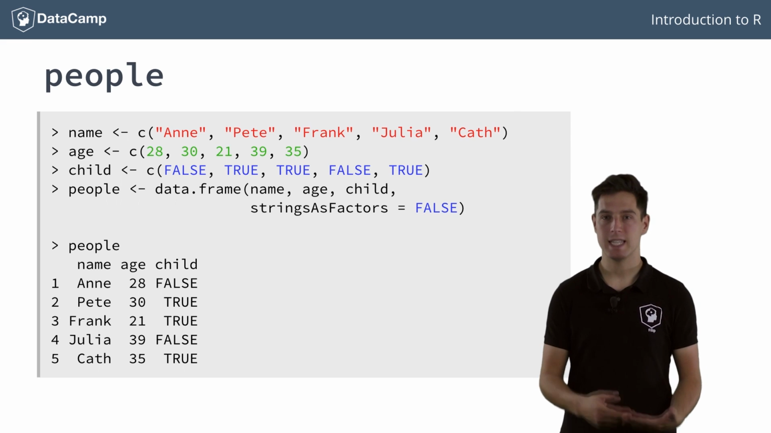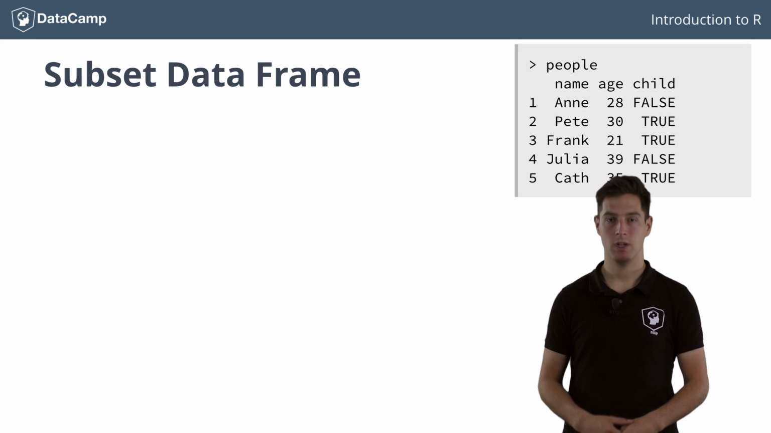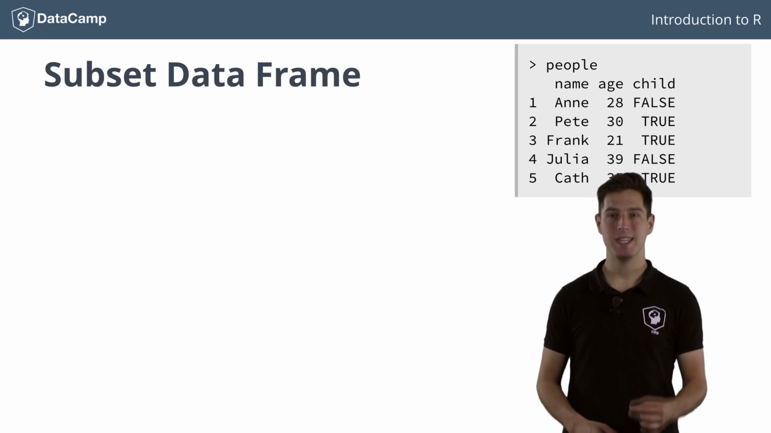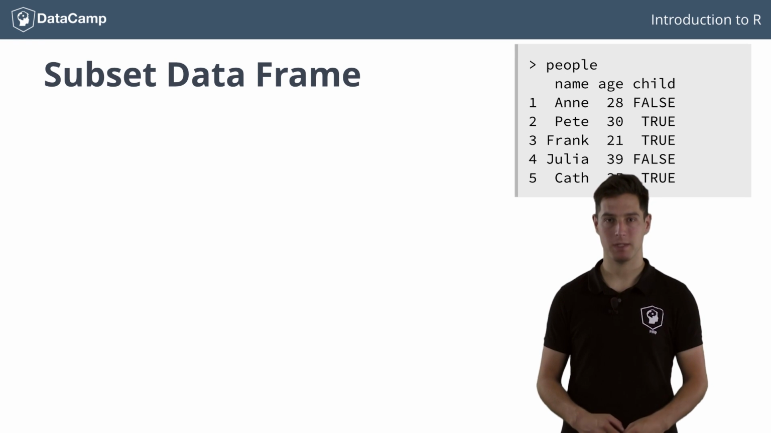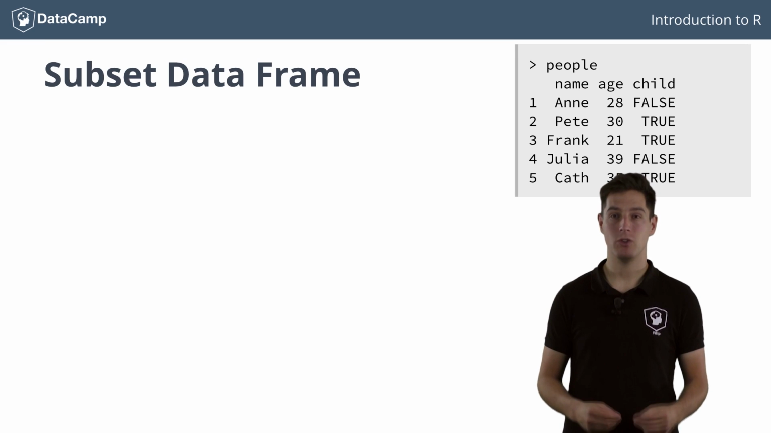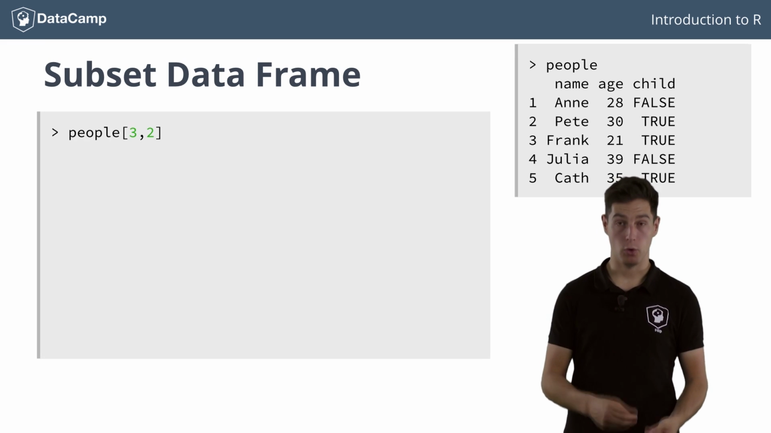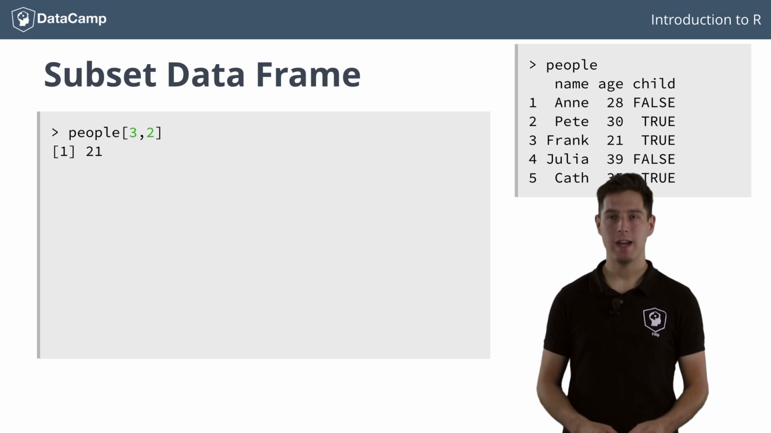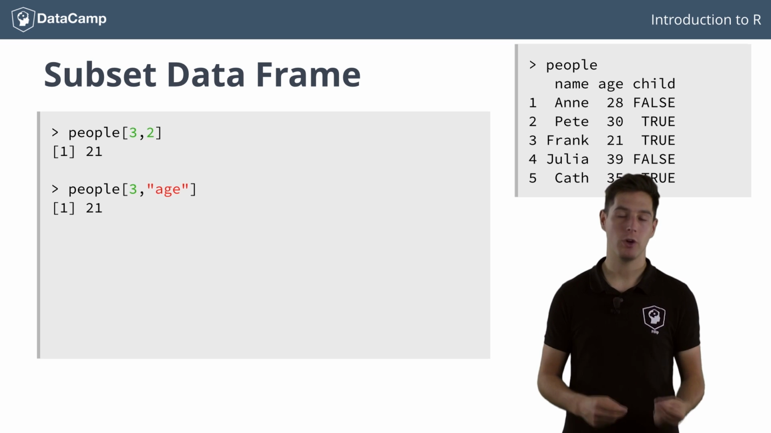Let's start with selecting single elements from a data frame. To select the age of Frank, who is on row 3 in the data frame, you can use the exact same syntax as for matrix subsetting. Single brackets with two indices inside. The row, index 3, comes first, and the column, index 2, comes second. Indeed, Frank is 21 years old. You can also use the column names to refer to the columns, of course.